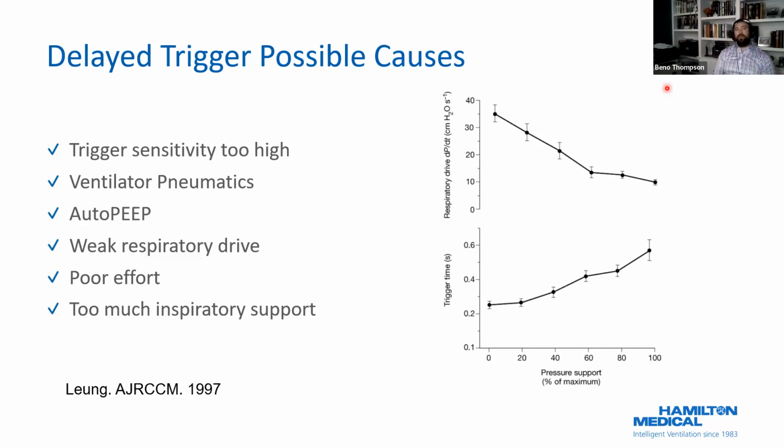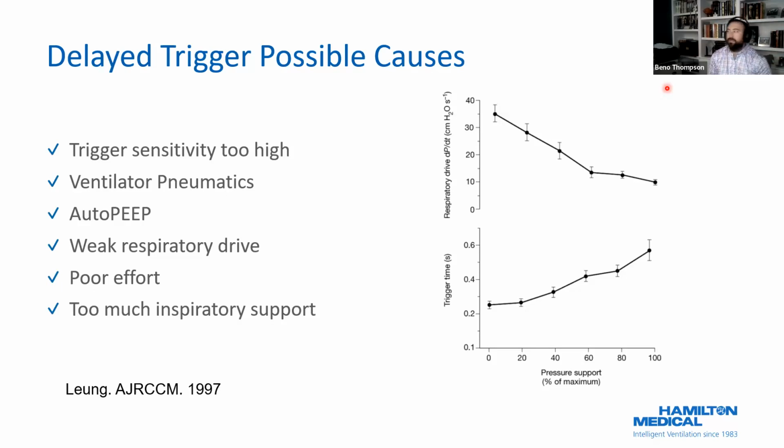And I know a lot of times people think, oh, how does auto PEEP cause an inability or a delay in triggering the ventilator? Well, that's because when a patient triggers the ventilator and they have auto PEEP, they have to breathe through the auto PEEP and then through whatever threshold for triggering you have set to trigger a breath.